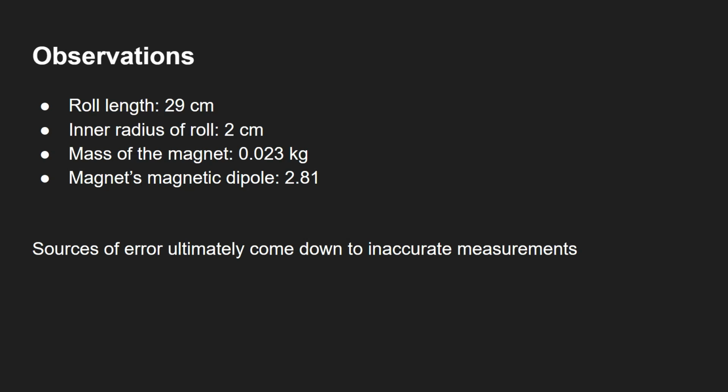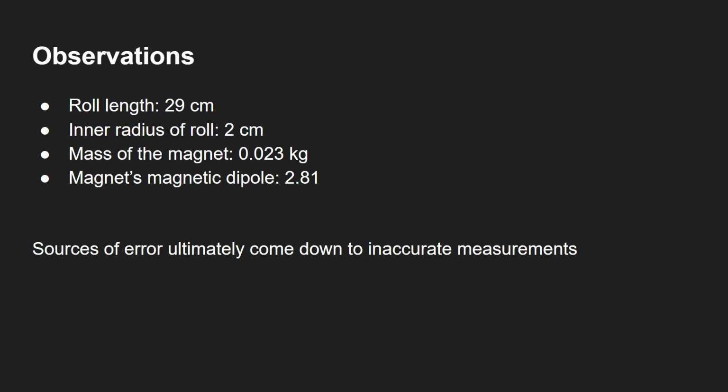Now, observations, which are pretty much measurements taken from the roll and the magnet. We get a roll length of 29 centimeters. The inner radius of the roll is 2 centimeters. The mass of the magnet is 0.023 kilograms, and the magnet's magnetic dipole is 2.81.